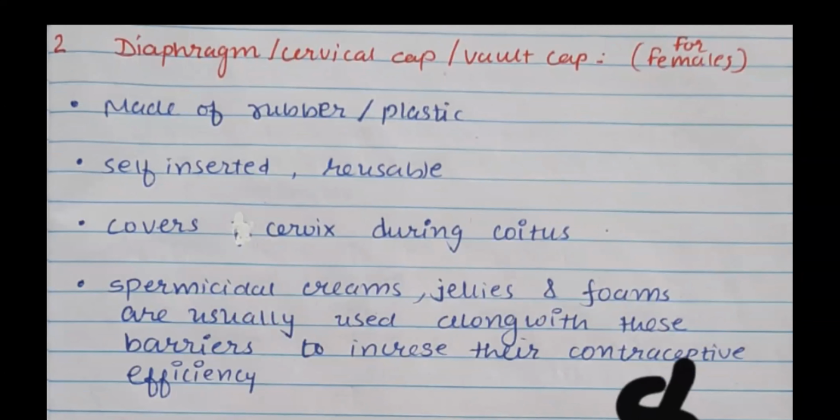Same, they are made up of rubber or plastic. Again, they are self-inserted like the previous one. One thing, they are reusable. That is the difference between condoms and this female diaphragm, cervical cap, or vault cap. This covers the cervix during the coitus.